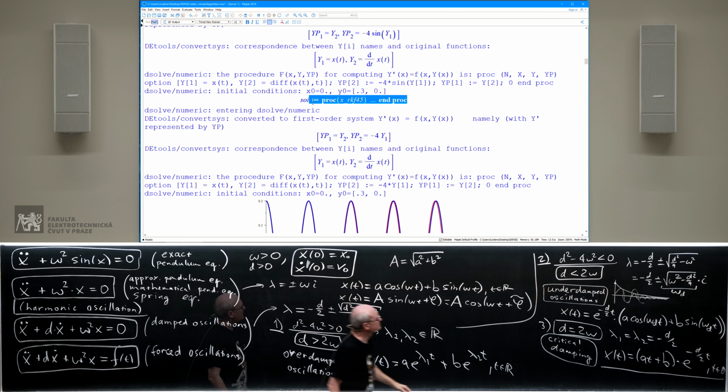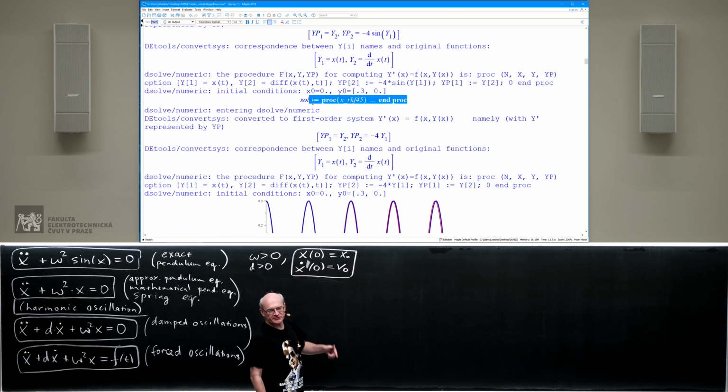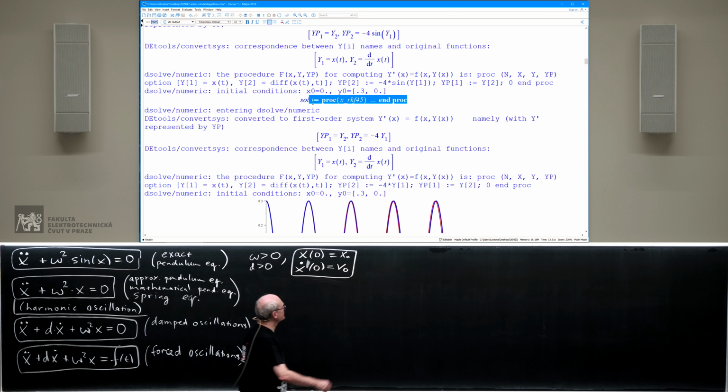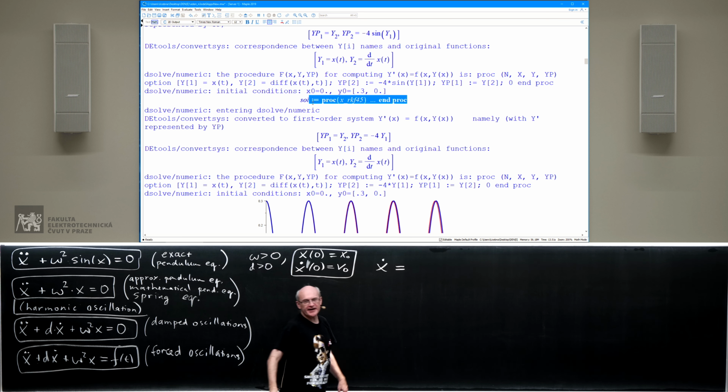Here we go. Let's review how we transform differential equations to systems. We want to reduce the order of the derivatives in the equation, and we do it using substitution. We take the derivative, and we give it a name.